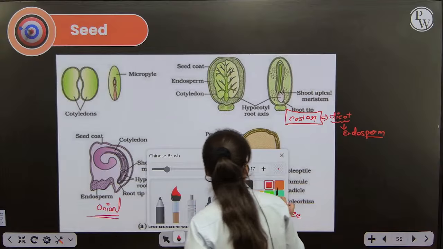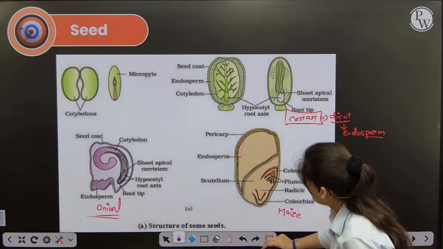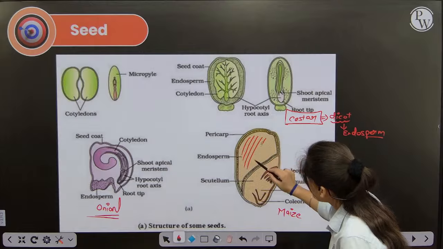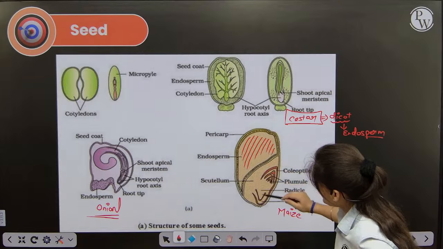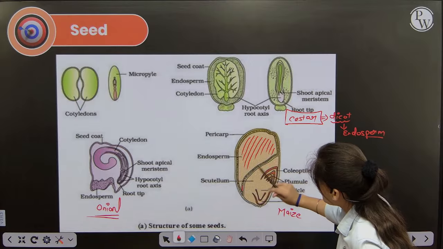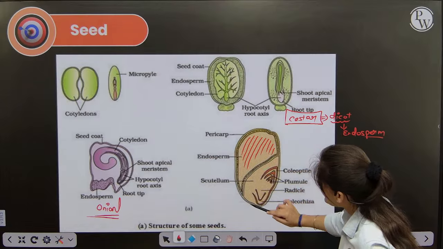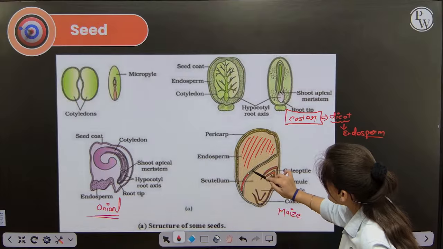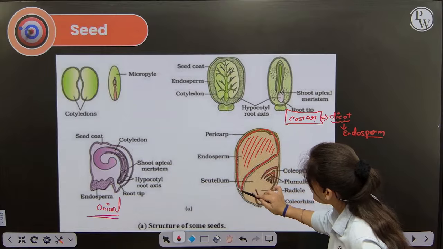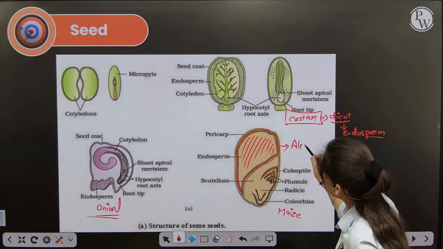In case of monocots, what happens? Endosperm is there. That endosperm is separated from the embryonal axis part with the help of this layer. That layer is made up of protein and is known as the aleurone layer.